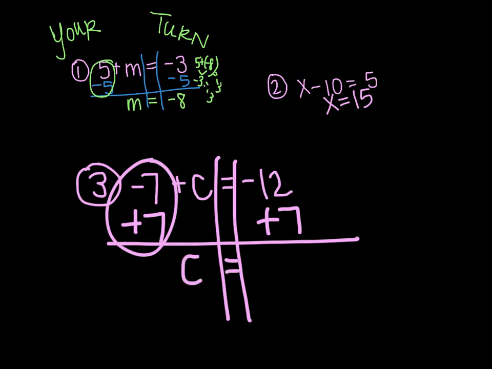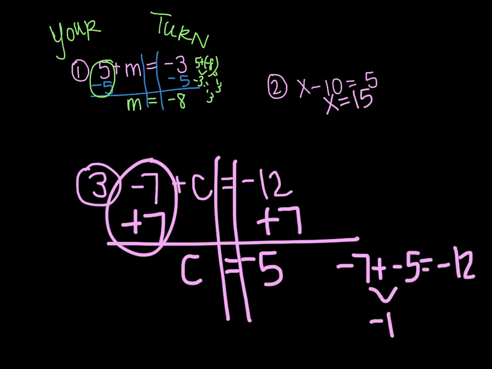C equals, and then negative 12 plus 7 is 5. Negative 5 though. And then when I check, I have negative 7 plus, and then c is negative 5 equals negative 12. Negative 7 plus negative 5, negative 12 equals negative 12, and that works.